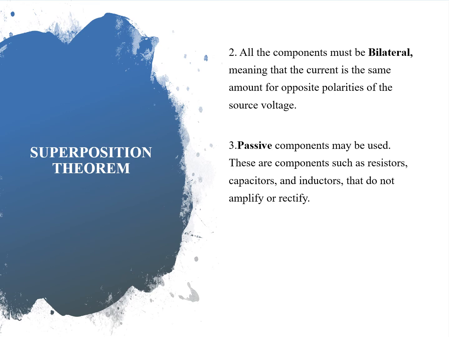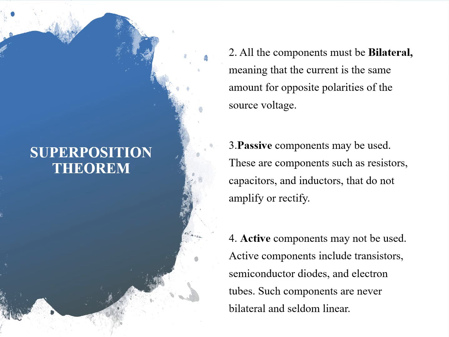Now the third condition is that all the components must be passive. So what is meant by passive? The passive elements are resistor, capacitor and inductor, because they do not amplify or rectify. The next condition is that active components may not be used. Active components include the transistor, semiconductor and diodes, because these components have non-linear characteristics, meaning their voltage and current are not linearly related.